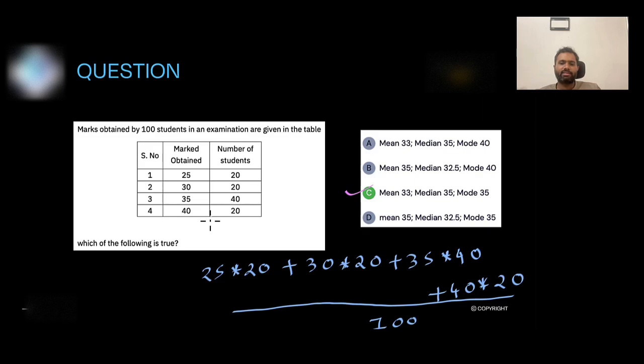And mean is just this formula below: frequency multiplied by the mark. You sum all possible frequencies multiplied by the corresponding marks, divided by the total number of students, so that you will get the corresponding mean. So mean is 33. This is my equation of mean.